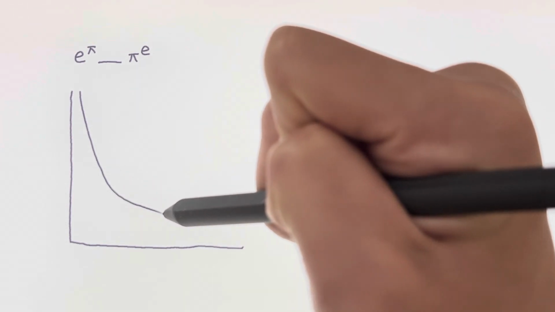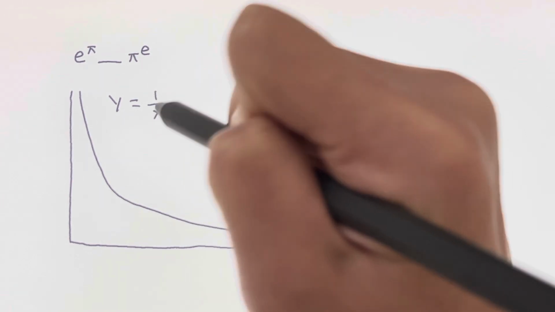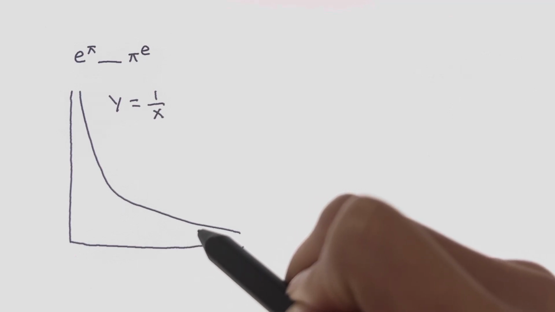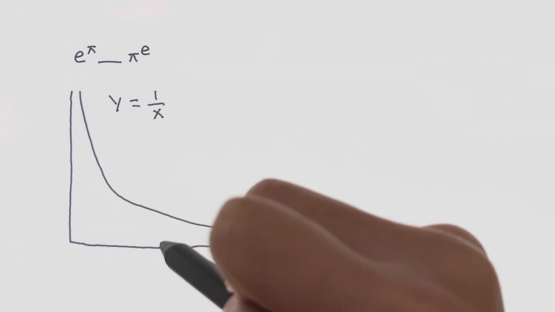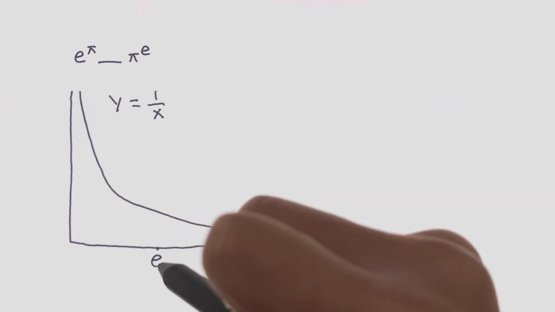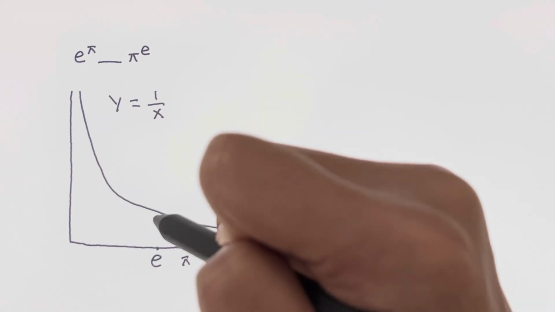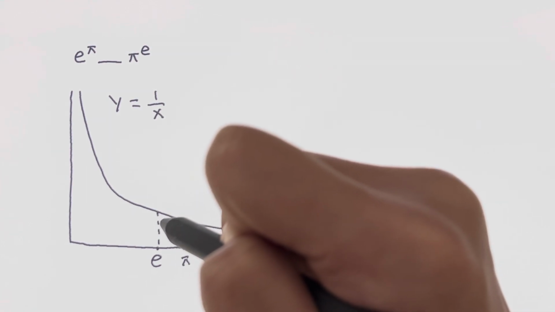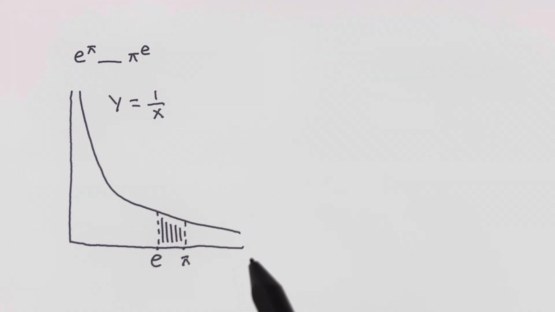So first, we can draw the hyperbola y equals 1 over x. And then we can locate the x coordinates e and pi. e is approximately 2.71 and pi is 3.14, so we know that pi is greater than e. We can let this point equal e and this point equal pi. Then we can draw the area under the curve, which will look like this. So the area under the curve here is going to be a definite integral.